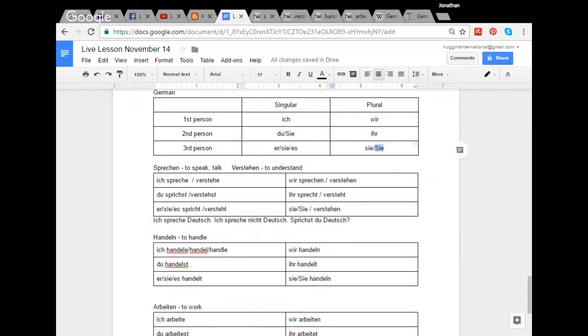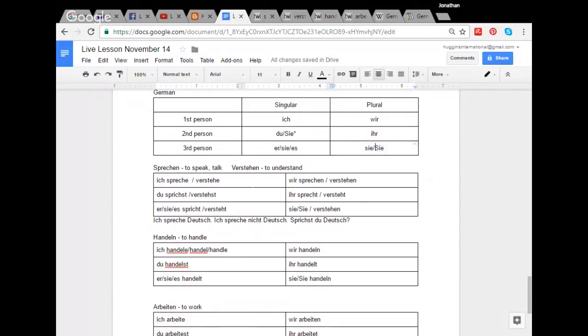So I could put an asterisk here or something like that, just to make sure you're not conjugating the verb for the formal Sie in the singular with the du. It's more about how you're thinking about it. It's a you form, but its conjugation is like this they form, sie.